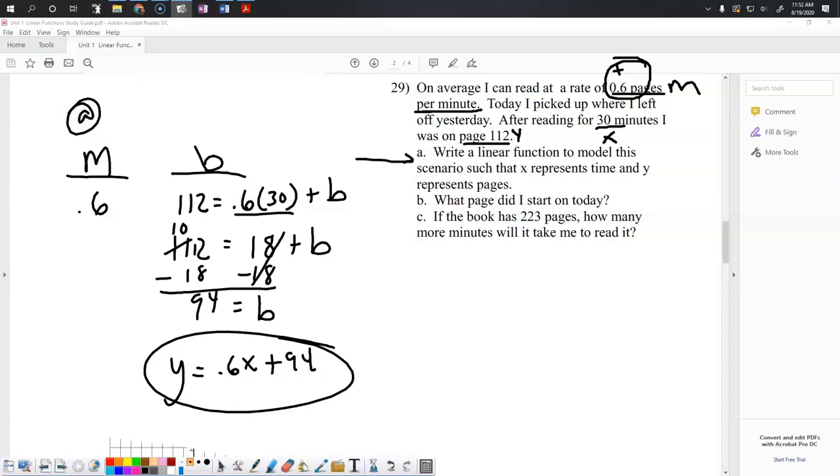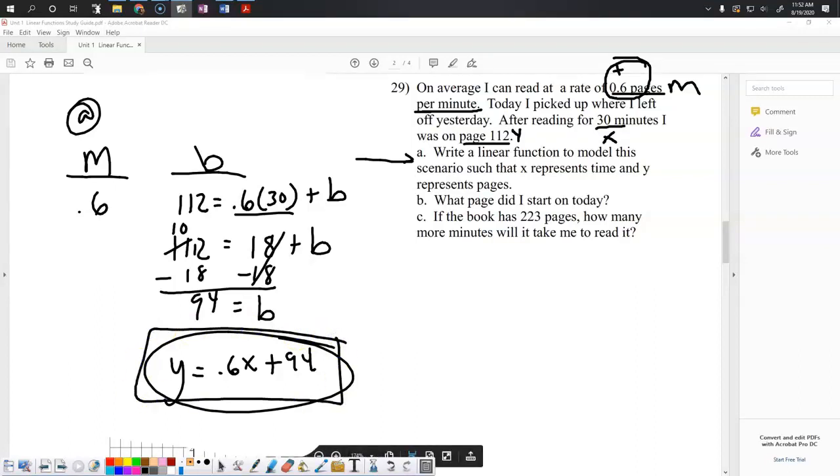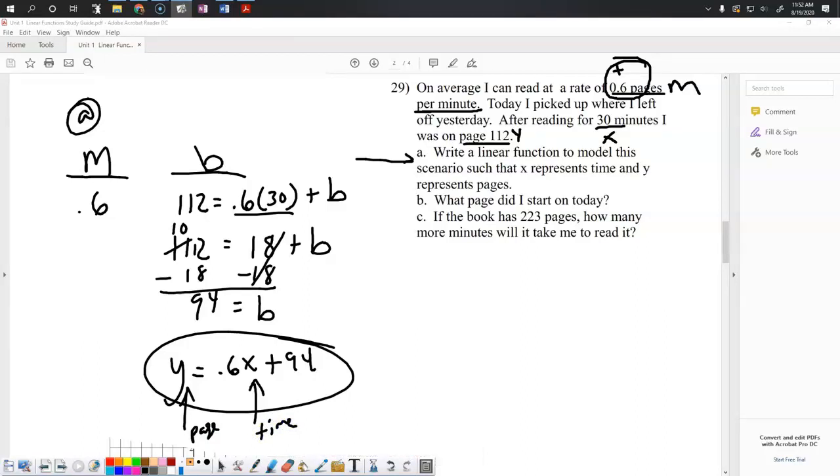Part B. What page did I start on today? Okay, so this is a formula that will tell me what page I'm on at any time today. So this formula is only for today. So if it says what page did I start on today, well, at the beginning, I want to know what page I was on.